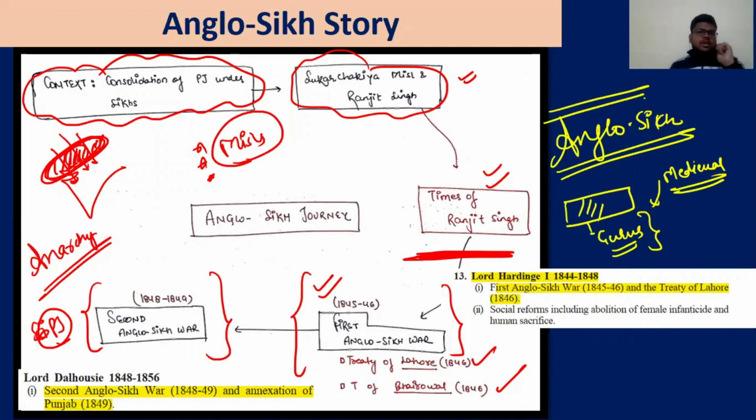Ranjit Singh was such a strong character that the British wanted to establish a friendly relationship with him rather than an adversarial relationship. Then that prepares ground for the first Anglo-Sikh War and then prepares grounds for the second Anglo-Sikh War. It's very easy, it's easy to understand.